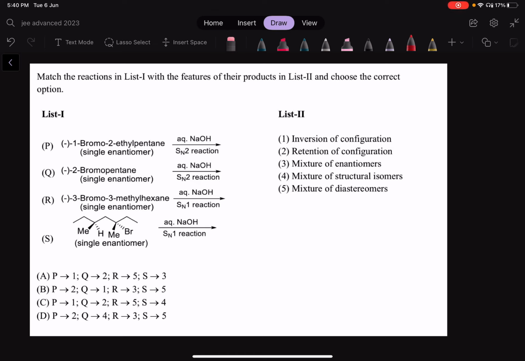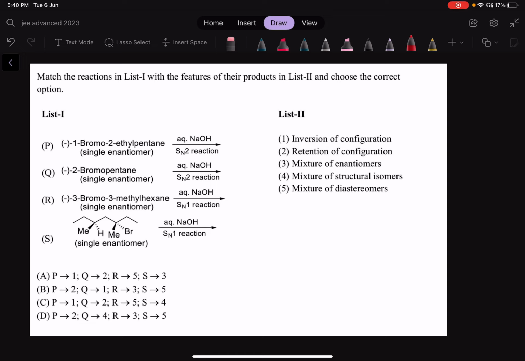So in this video, we are going to discuss a question from the substitution reaction, and this question came in JEE Advanced 2023, and this is a part of paper 1. So clearly we can see that it is a matrix match type of question, and SN1 and SN2 reactions are given.